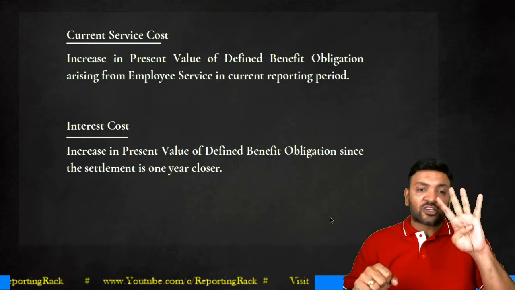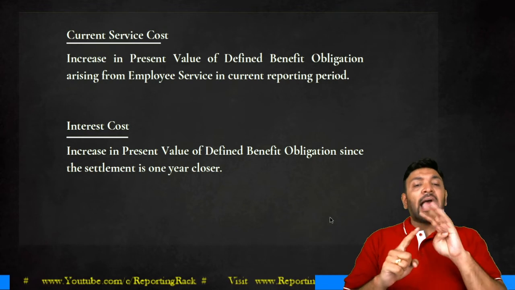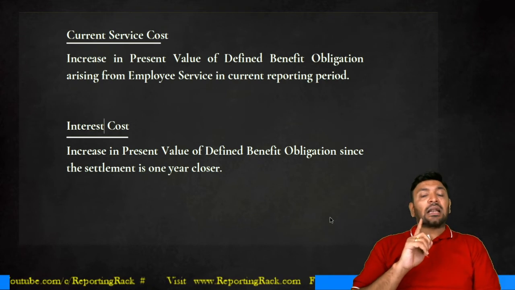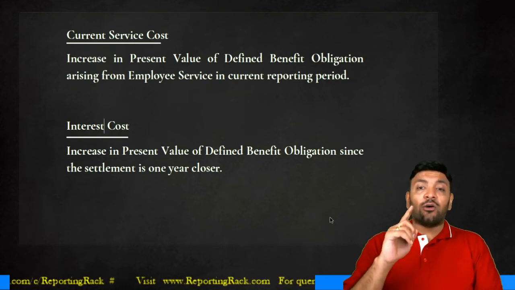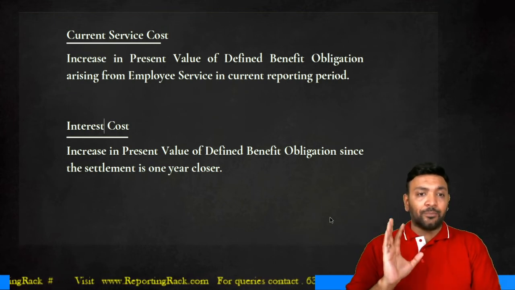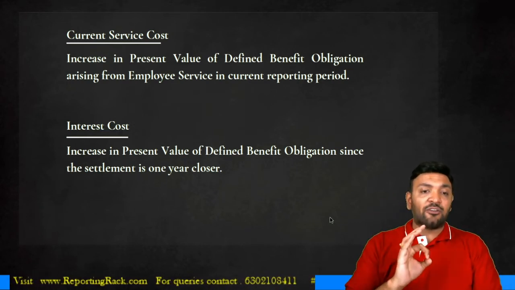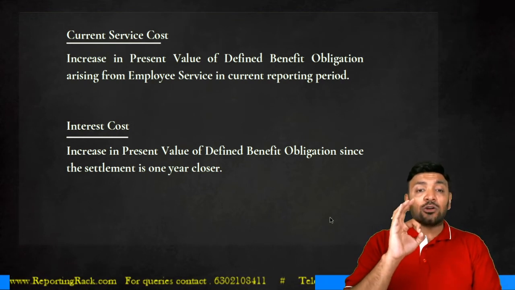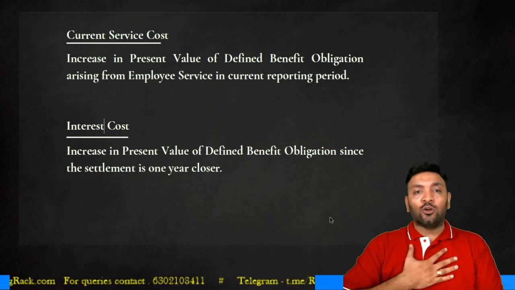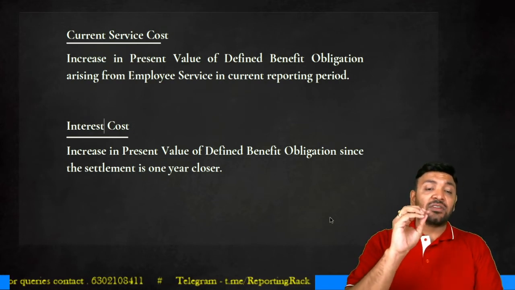I'm first concentrating on the first four: current service cost, interest cost, return on plan assets, and actuarial gain or loss. What are these four components first? First one, current service cost, is an increase in the present value of the defined benefit obligation arising from employee service in the current reporting period. What is interest cost? It is the increase in the present value of the defined benefit obligation since the settlement is 1 year closer. Nothing you understood from the definition, I know that. So let's take a practical illustration to understand what is current service cost and interest cost.